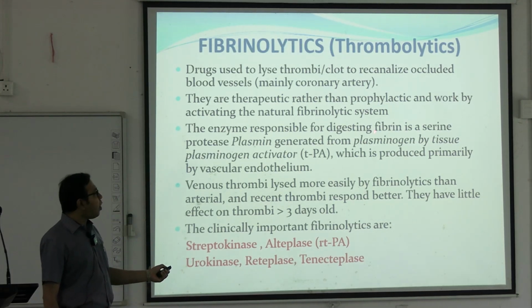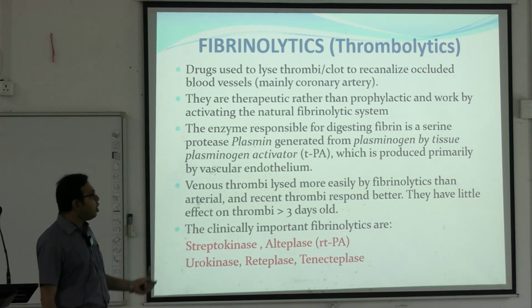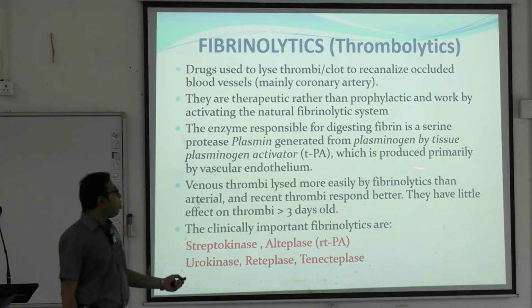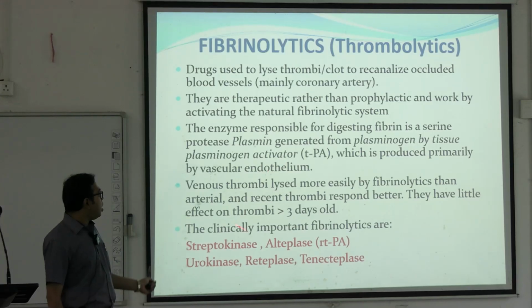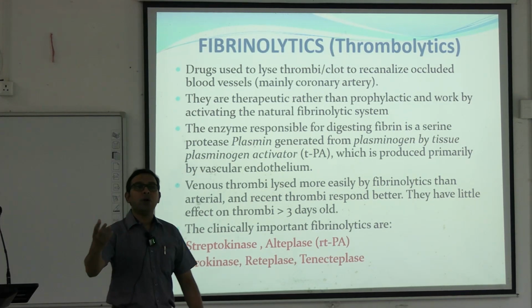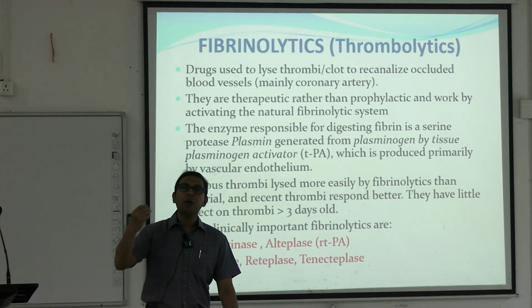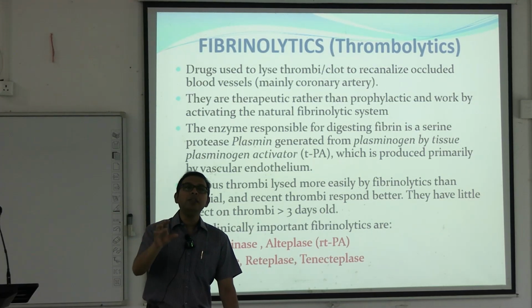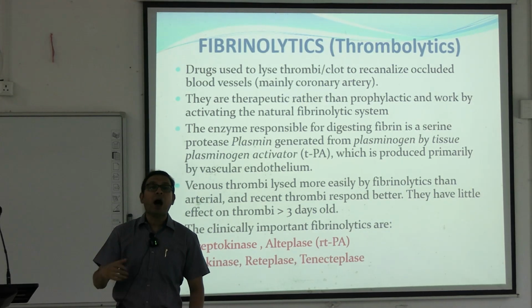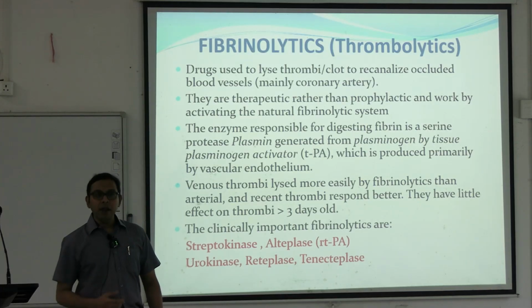The enzyme responsible for digesting fibrin is a serine protease, plasmin, which is generated from the plasminogen by tissue plasminogen activator. This tissue plasminogen activator is released from the endothelium, which is produced primarily by the vascular endothelium. So venous thrombi are lysed more easily by these fibrinolytics than the arterial, and recent thrombi respond better. That is, if the thrombus is old, for example if the patient comes after 6 hours, the thrombus cannot be easily lysed by the fibrinolytic drugs. That's why fibrinolytic drugs are to be applied early in the course of the myocardial infarction.